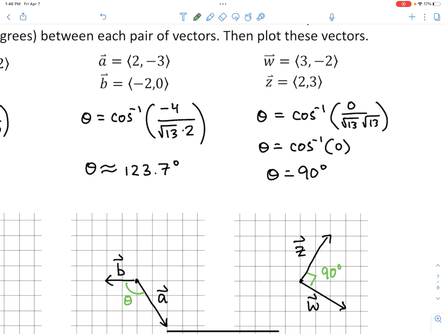In such a case, we say that the two vectors are perpendicular, or we can use the word orthogonal. So we say vectors w and z are orthogonal, or you can also just use the word perpendicular.